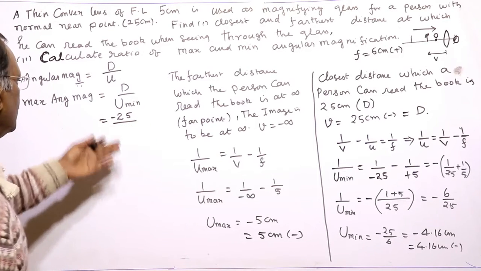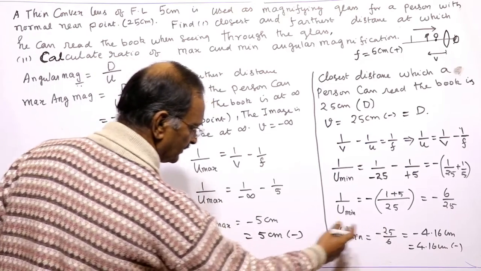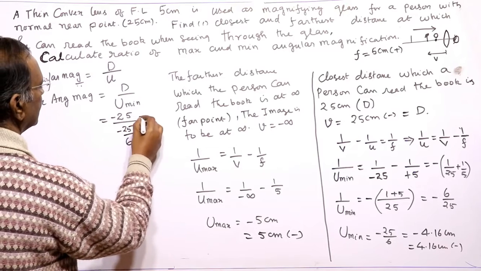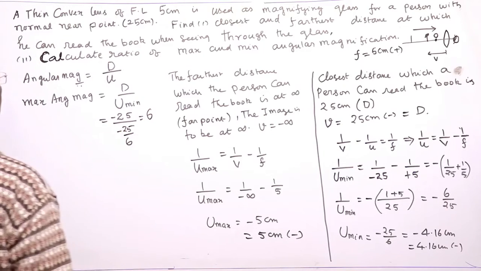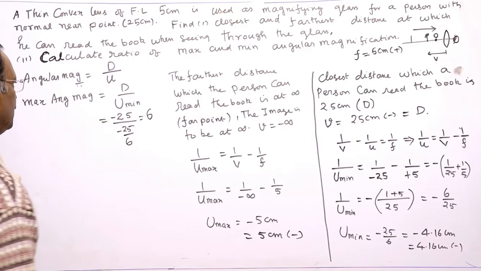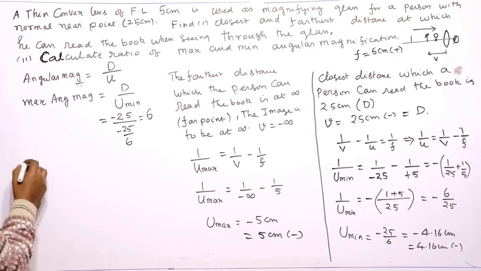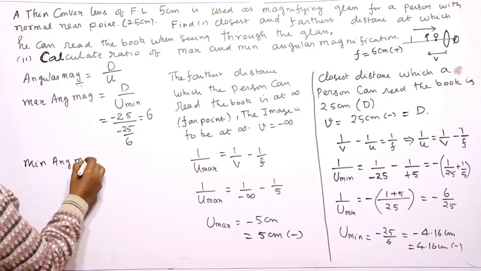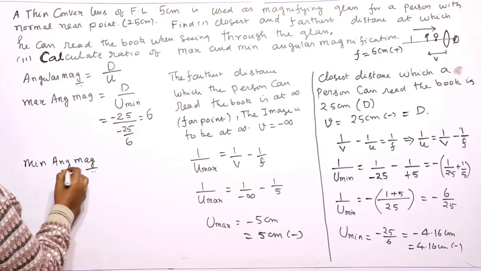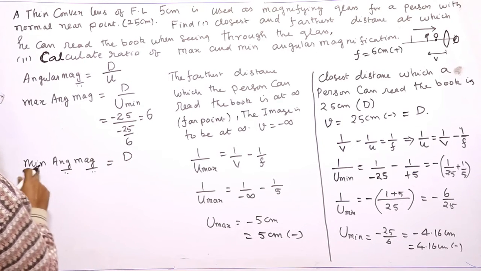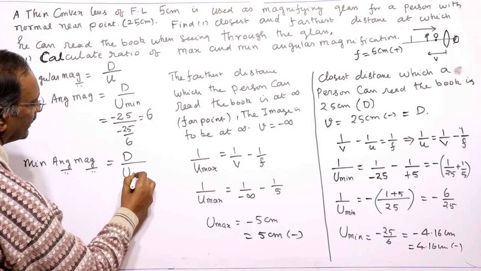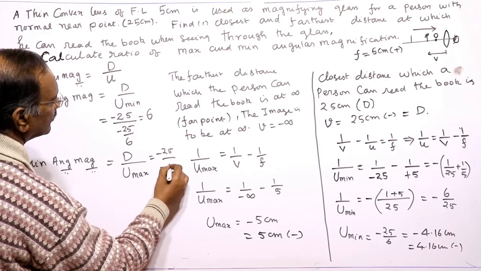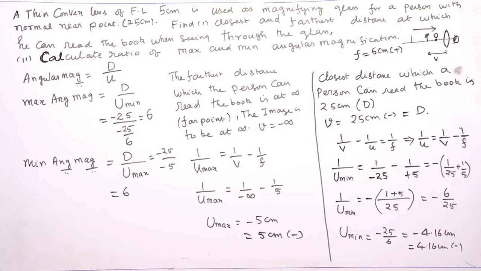You can take it with sign convention also. U minimum, divided by minus 25 divided by 6. Minus minus cancels, 25 cancels, 6. Since it is a ratio of distances, it has no unit. Minimum angular magnification is equal to D by U, and if this is minimum, U has to be maximum. It is equal to minus 25 by minus 5, which is equal to 5.